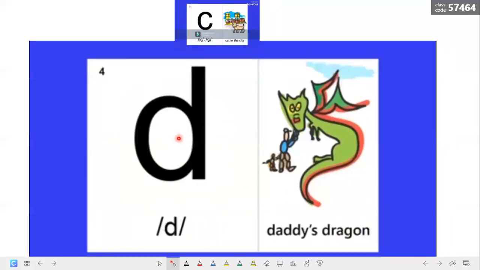Number 4, D. The D sound has only one pronunciation. It's a voiced consonant. So we say, daddy's dragon. Daddy's dragon. Let's listen together.